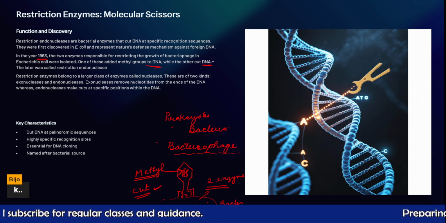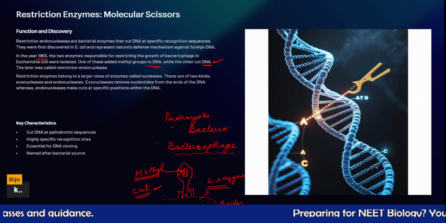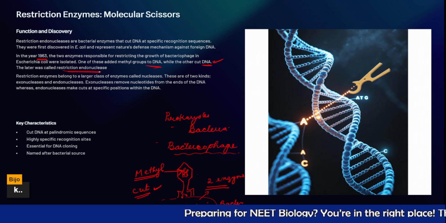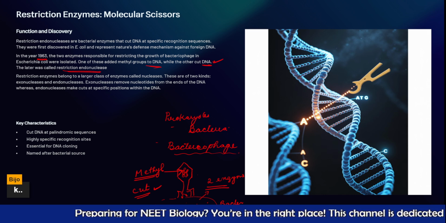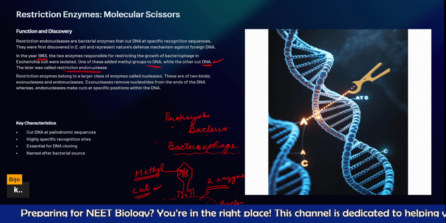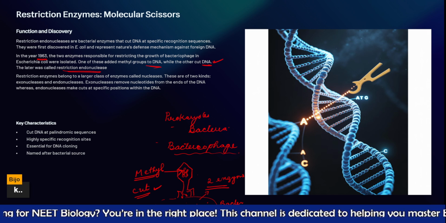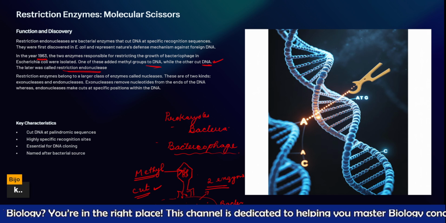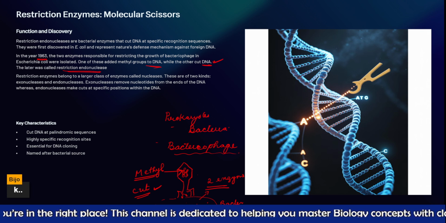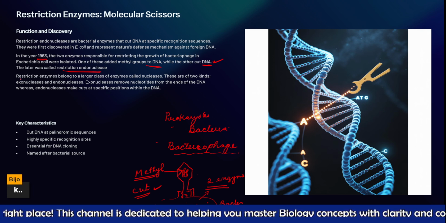The enzymes which are used to cut the DNA are called restriction endonucleases. So restriction enzymes, or restriction endonucleases, are the molecular scissors. Later on, scientists used these enzymes as molecular scissors in biotechnology. So what are restriction enzymes?